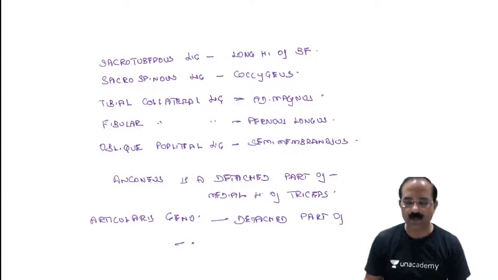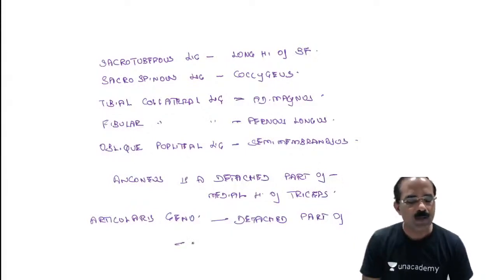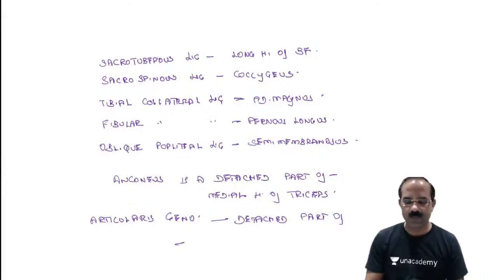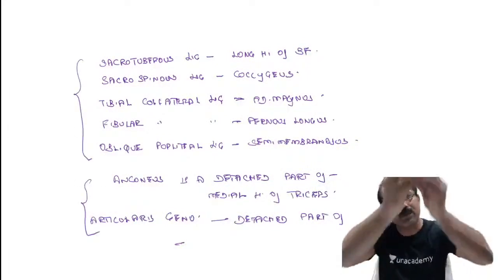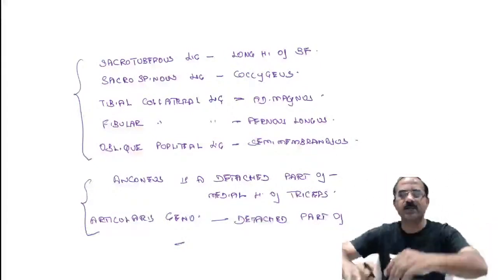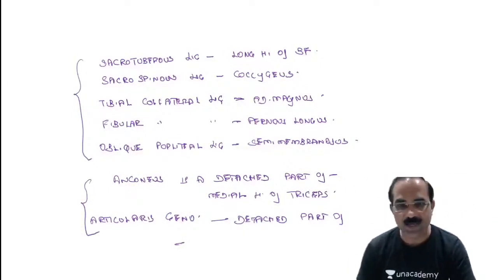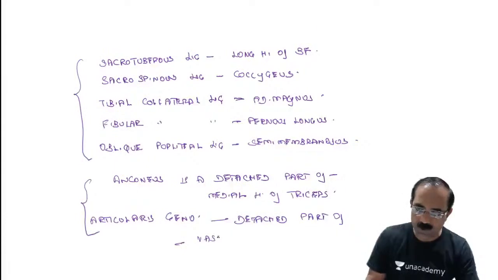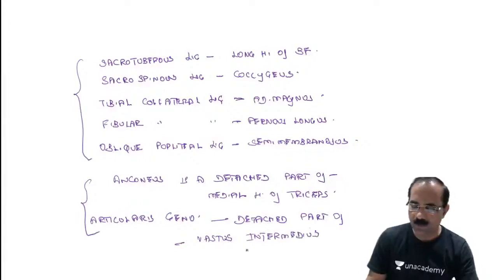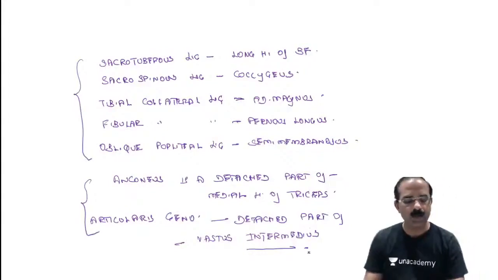Yes, can anyone answer this? Articularis genu is a detached part of which muscle? These were degenerated parts and these are the detached parts. That means a part of the muscle gets separated and is placed somewhere else. Clear? Anconeus is a detached part of the medial head of triceps and the articularis genu is a detached part of vastus intermedius. Very good. Articularis genu is a detached part of vastus intermedius.